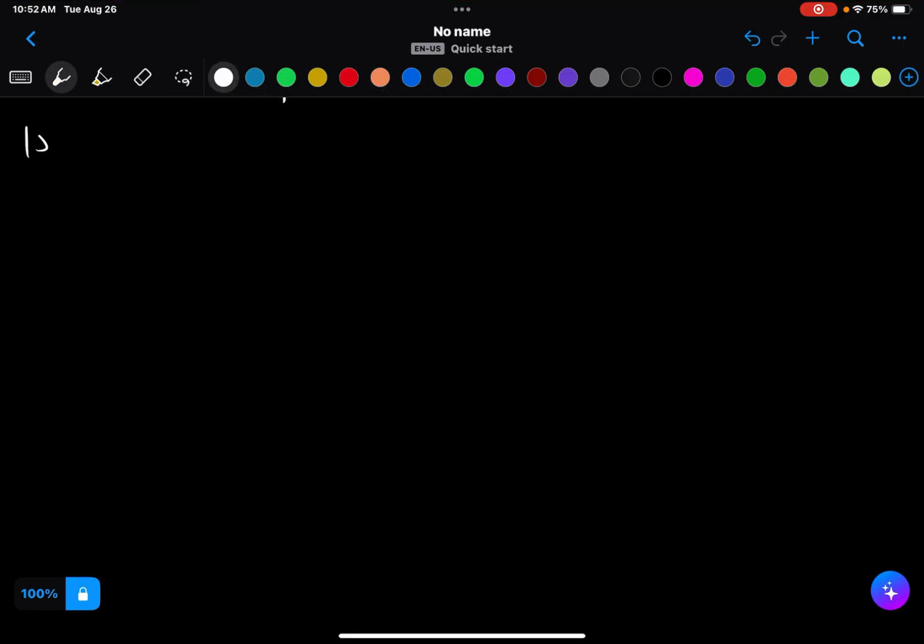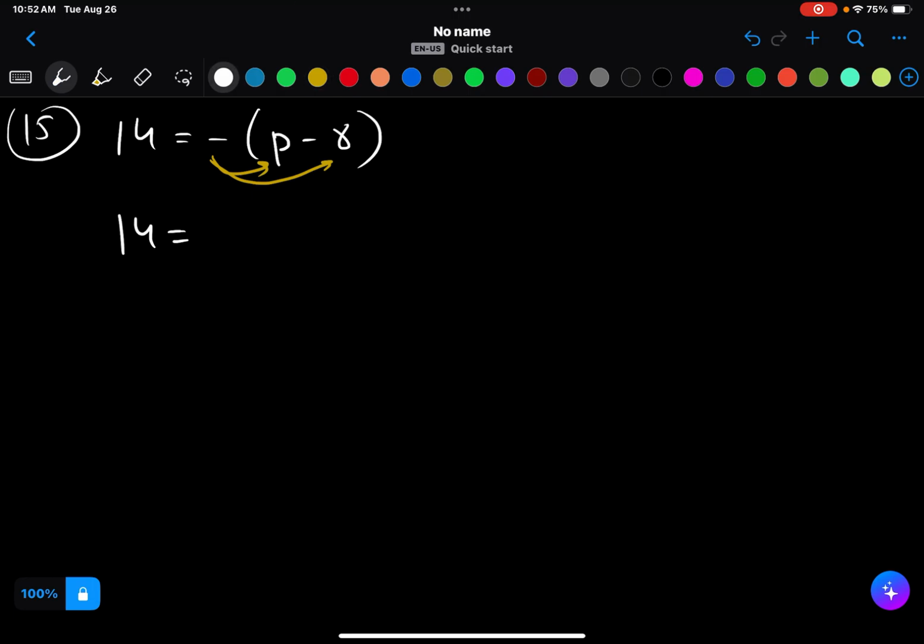All right, number 15, you have 14 equals a small, quick little parenthesis. Open up the parenthesis by distributing that negative to everything inside. Essentially, everything inside is going to change its sign. So 14 is going to equal negative p plus 8. So the p becomes negative and the 8 becomes positive.